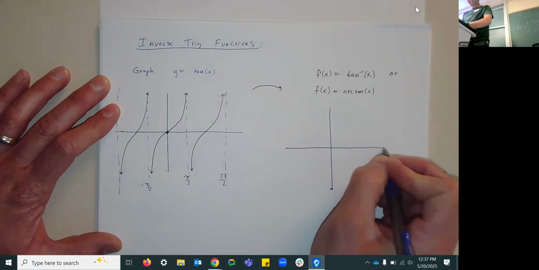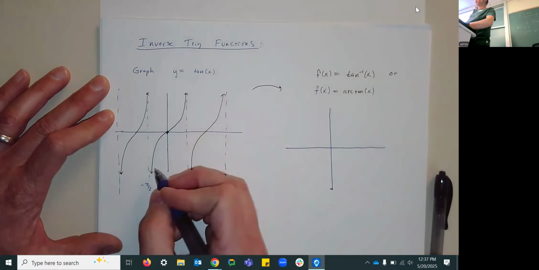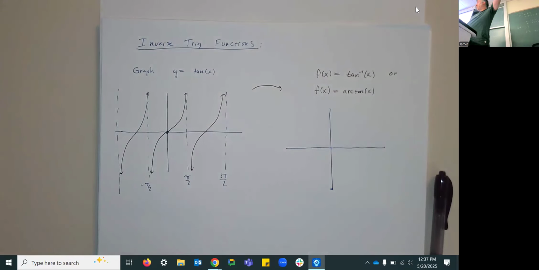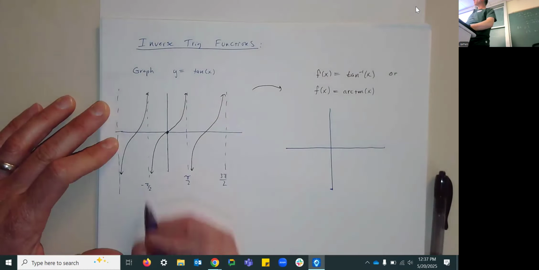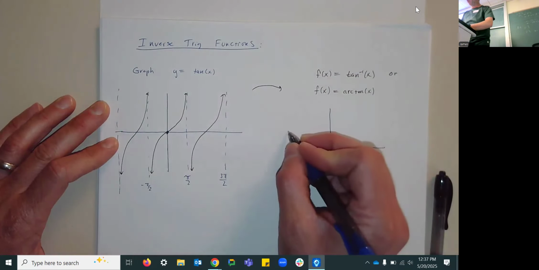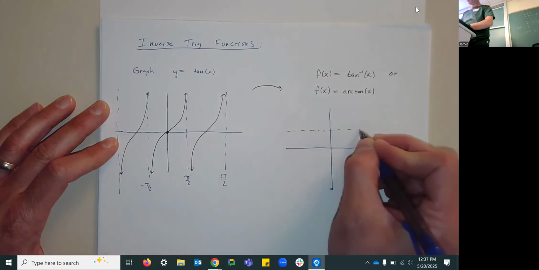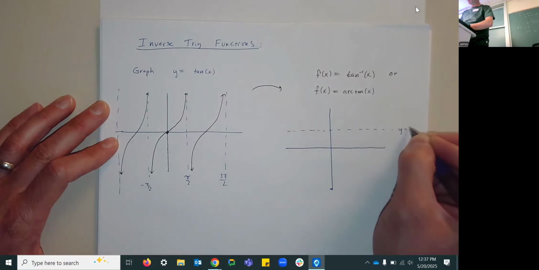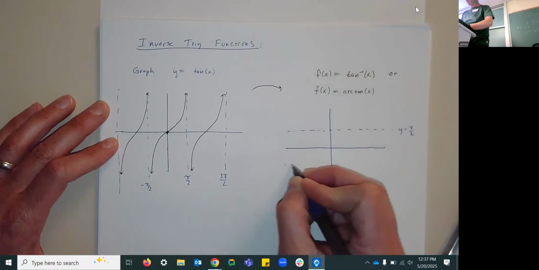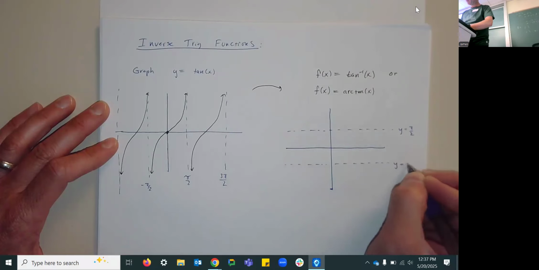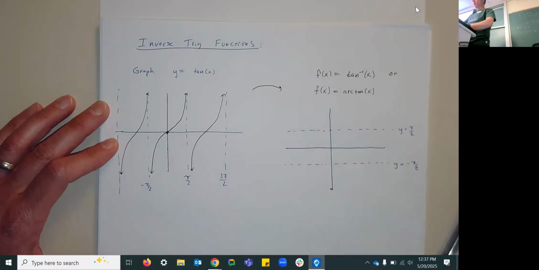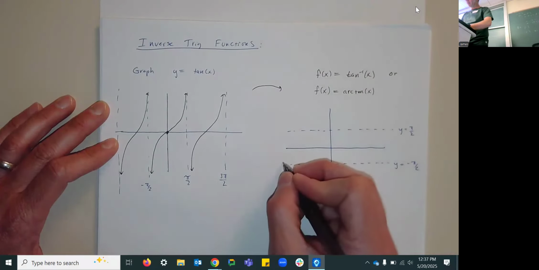is going to look like we took this middle section here and inverted it, reflected it across the line y equals x. So instead of getting vertical asymptotes at x equal to pi over 2 and x equal to negative pi over 2, we're going to get horizontal asymptotes at y equal to pi over 2 and y equal to negative pi over 2. And then this graph is going to look like this.